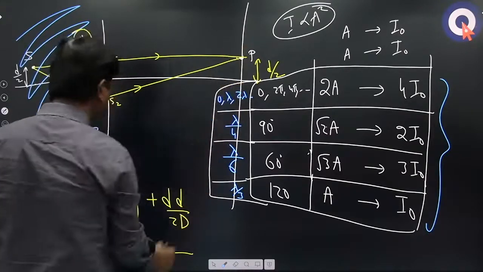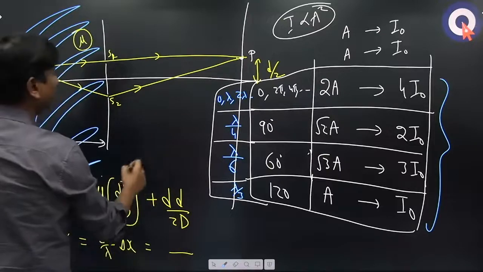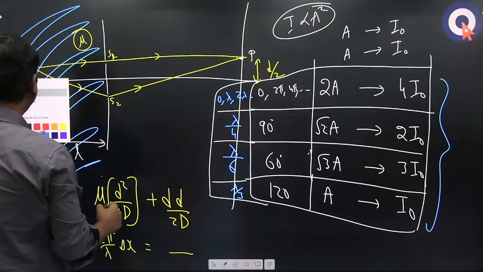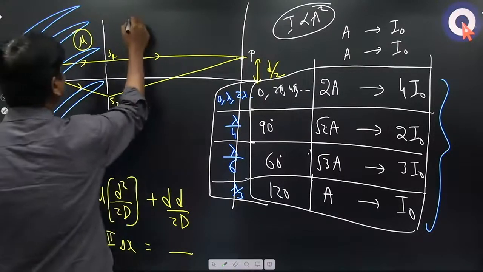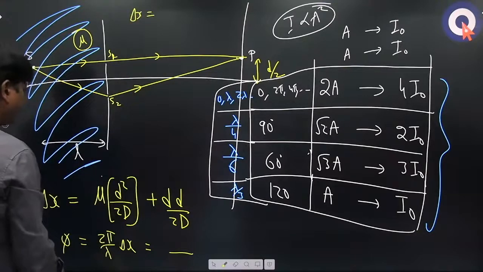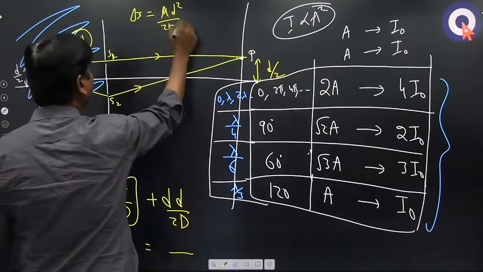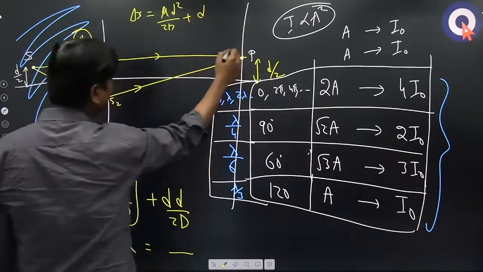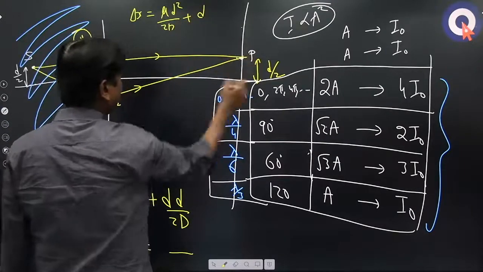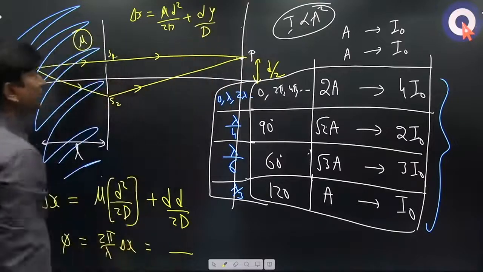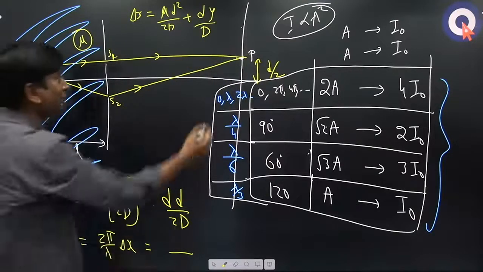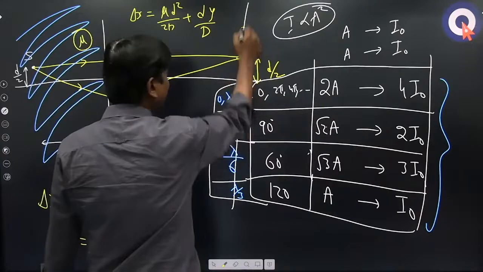So rather simply, here I am showing you that part. Delta x is equal to, okay, the first one is the same, nu d square by 2 capital D plus d sine theta, which is approximately tan theta, some point y by capital D. This is the path difference, like this you have to take. So some point P here which is at a distance of y.